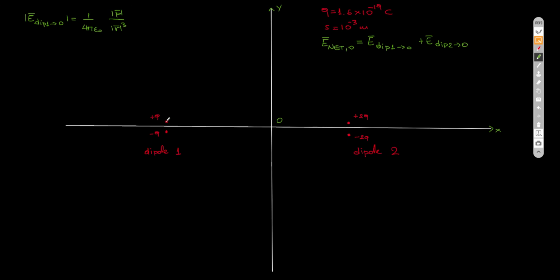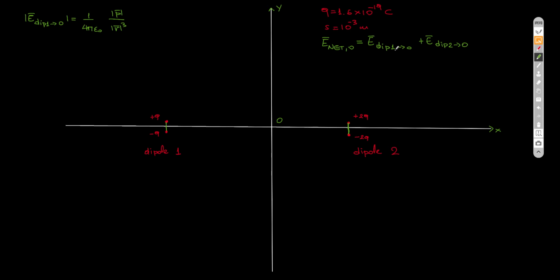The two dipoles have the same separation, so this S is the same as that S, and then the charges are different. Here I have plus q minus q, here I have plus 2q minus 2q, where q is 1.6 times 10 to the minus 19 coulomb, and S, the separation between the charges, is 10 to the minus 3 meters. Now what I want to find is the net electric field at the location O, at the origin. That is my unknown, and since I have two dipoles, I have two contributions to the net electric field at the origin.